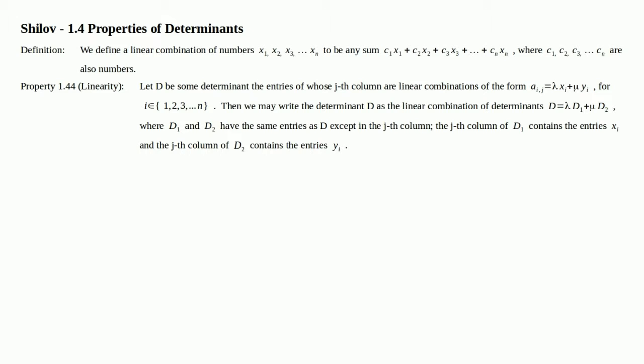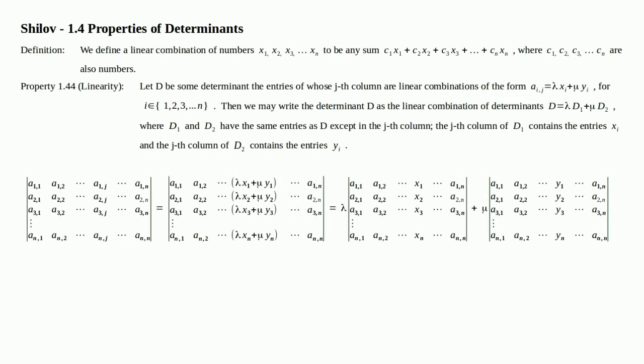Then we may write the determinant D as a linear combination of determinants. D is equal to lambda D sub 1 plus mu D sub 2, where D sub 1 and D sub 2 have the same entries as D, except in the jth column. The jth column of D1 contains the entries x sub i, and the jth column of D2 contains the entries y sub i.